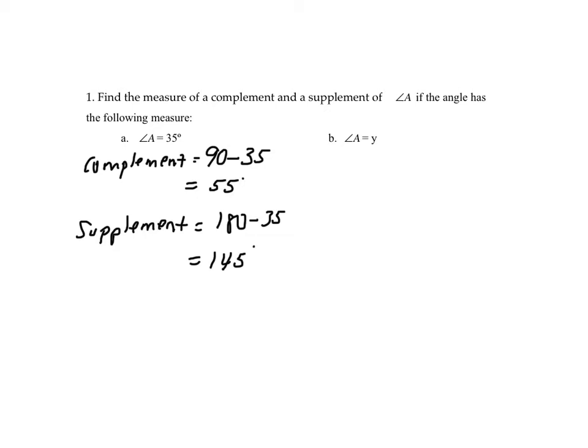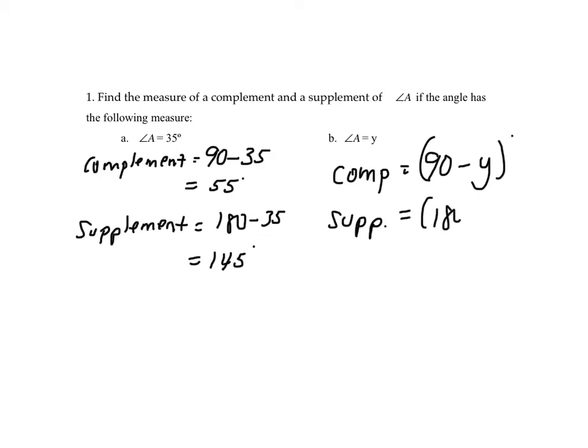In part B, the measure of angle A is just given to us as y degrees. So this time around, when we find the complement, we'll take our 90 minus y and just leave it as 90 minus y. For the supplement, take 180 and subtract y degrees from that, and leave it as 180 minus y. So in the case where you have a measure of an angle that's a variable, the way in which you would represent the complement and the supplement is an algebraic expression.